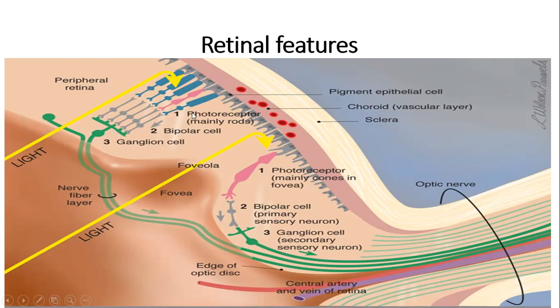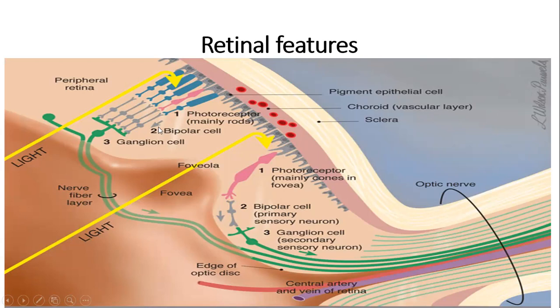Then if we start from here, light first goes and strikes what we call number one. So these are the rod cells. In dim light, like in the dark, they are very sensitive. Even one photon of light can stimulate the rod cells, so these rod cells get stimulated.